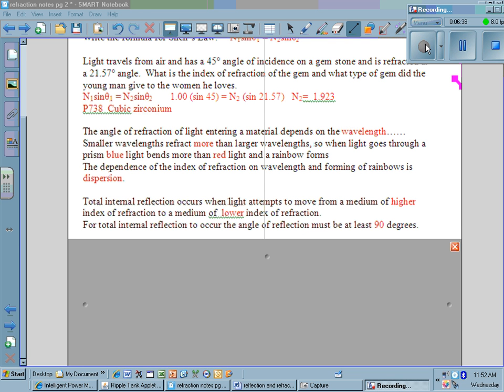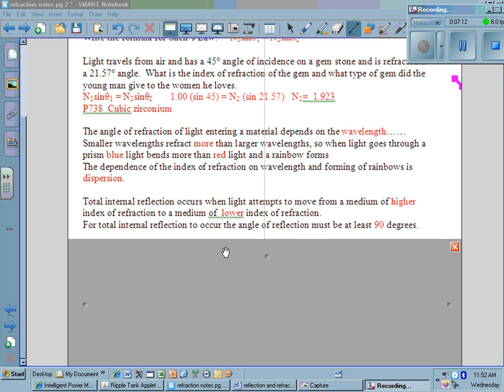Now, there's one last thing I want to talk about, and that's total internal reflection, and that's how you can get these diamonds to light up. It's also used in fiber optic Christmas trees and in cable and all that good stuff. Total internal reflection occurs when the light attempts to move from a medium of higher index of refraction, like a diamond or glass, to a medium of lower index of refraction, so the air. So I'm going to show you when my laser goes from the glass up here to the air, how you can get it to totally internally reflect.